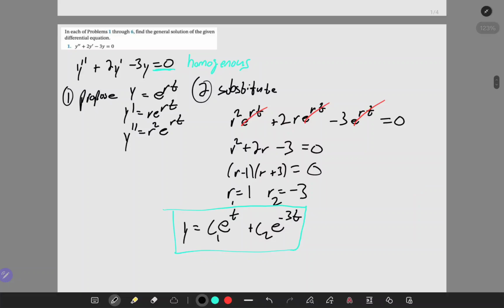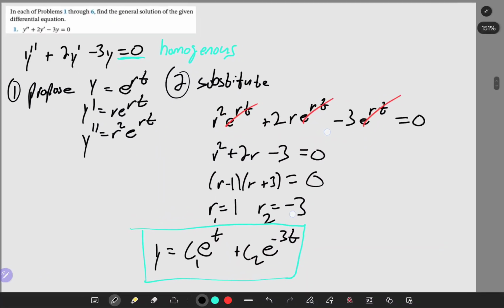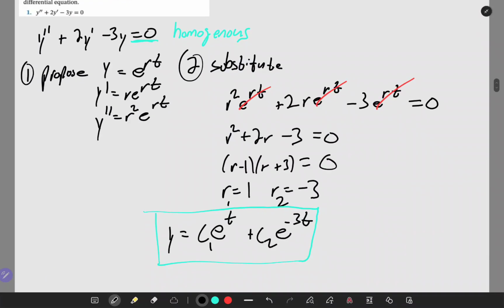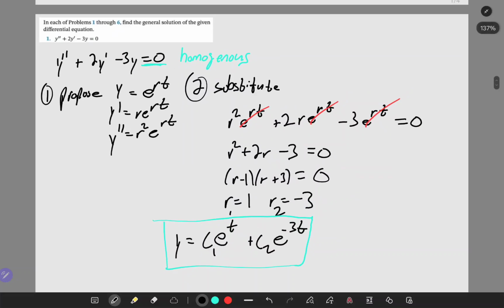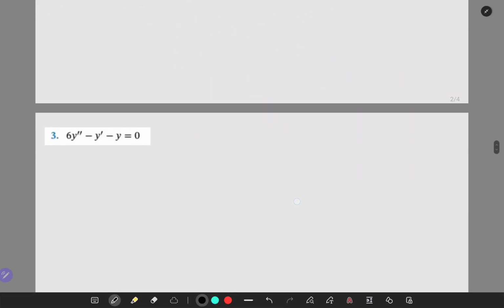Not so bad, right? These homogeneous ones are pretty straightforward, pretty simple. The only thing you have to memorize is to propose e to the RT, right? We know y is equal to e to the RT. That's where this formula comes from. But in this case we have two r's, so we have to add together both of those terms. That's all it really is. The c's, I'm actually not sure where they come from, but maybe we'll find out later on when we get deeper into second order. So now let's go on to the next example.